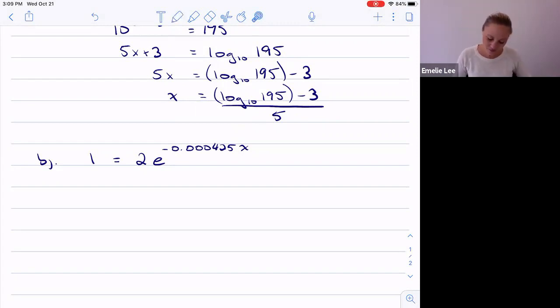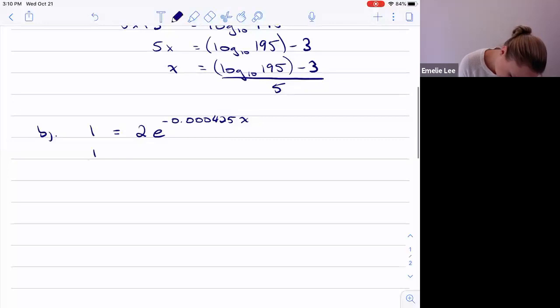So, if I want to solve for x here, I need to get everything that's not in this exponential over to the other side, right? So I need to divide both sides by 2 in order to get this thing on its own. So I get 1 over 2 is e to the negative 0.000425x.